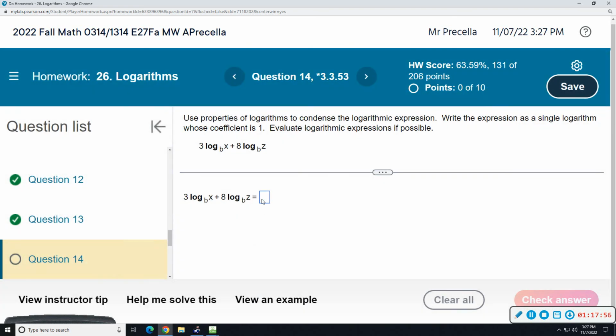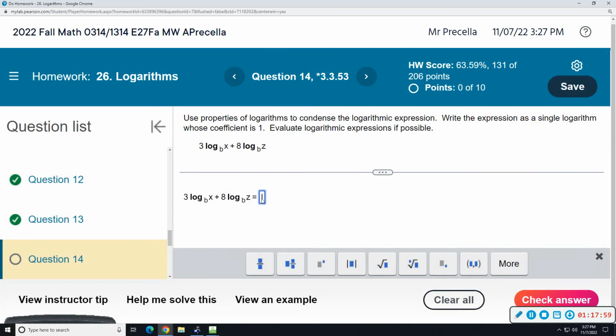No. You write log base b. Then, once I've typed log base b, I ask myself, will there be a fraction bar? No. If this plus had been a minus, then there'd be a fraction bar. So there's no fraction bar. The 3 is the exponent. Don't write 3x. Instead, you write x to the 3rd.